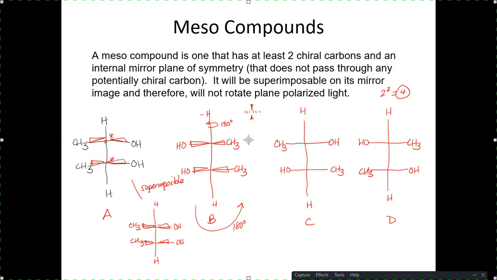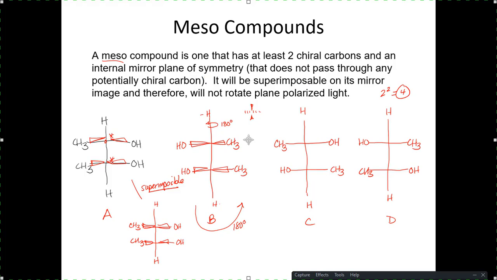And being superimposable, we now have a new type of molecule that has chiral centers, and it has to have at least two chiral centers, but it is superimposable on its mirror image. And that new term is what is called a meso compound. So a meso compound is a molecule that has at least two chiral centers, is superimposable on its mirror image, and it has an internal mirror plane of symmetry that doesn't pass through any of the chiral carbons.